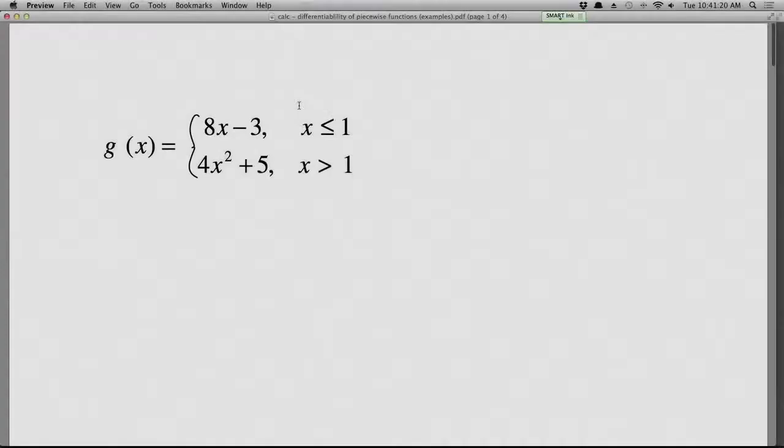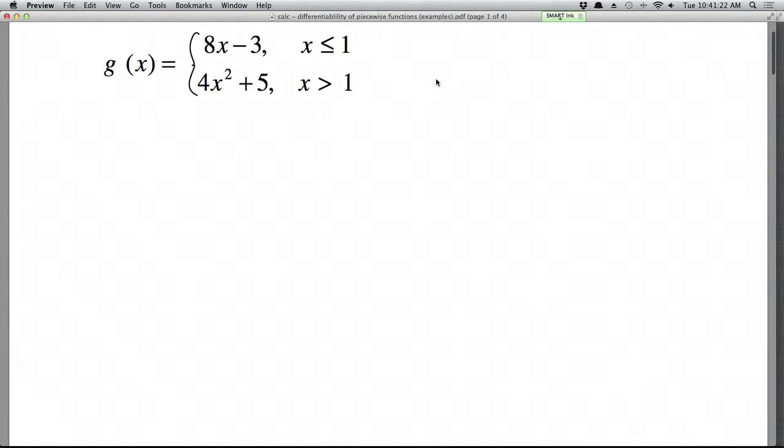Now the examples I want to do today, we're looking at piecewise functions and determining if piecewise functions are differentiable or not at a certain point. All right, here we go. I've got g of x equals 8x minus 3 for the first function, 4x squared plus 5 for the second part of the function. All right, I want to determine if this thing is differentiable where? At 1. Okay. To determine that, what do I need to do to get started?